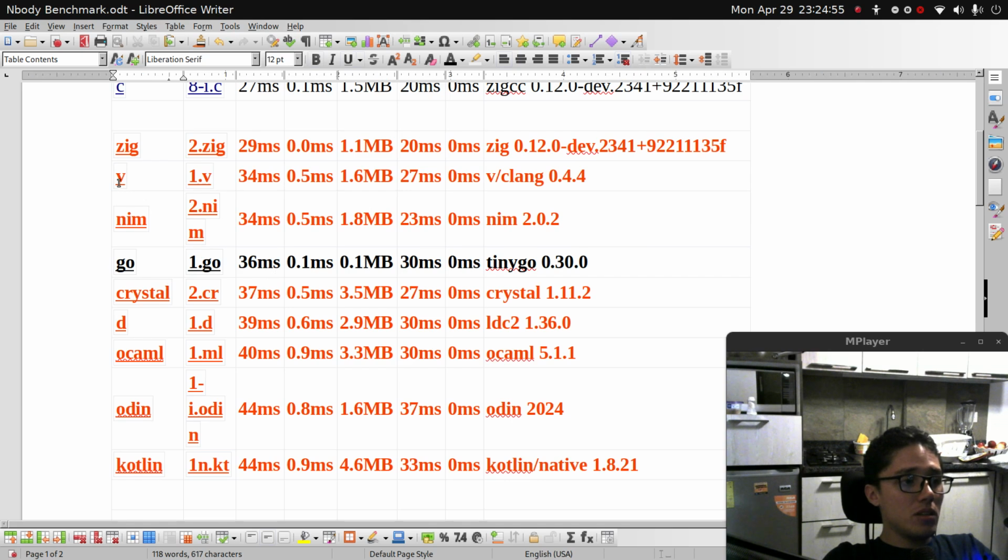I know B is great. I know D is great. I know Kotlin is great. However, not the native one, but the JVM one. But it's nice to type, nice to write. But here you go. What's the difference between them? If we get the fastest here, in this case Zig, 29 milliseconds, compared to the slowest, which is Kotlin, 44 milliseconds. Kotlin uses a bit more memory, but not that much. Then you can say that Kotlin in this case is 50% slower than Zig, right?